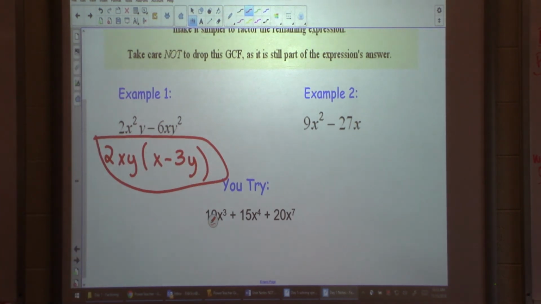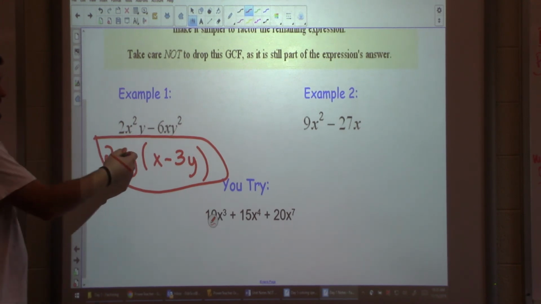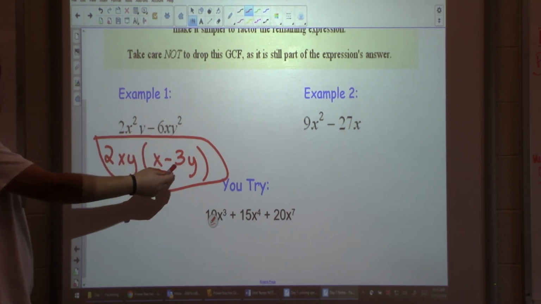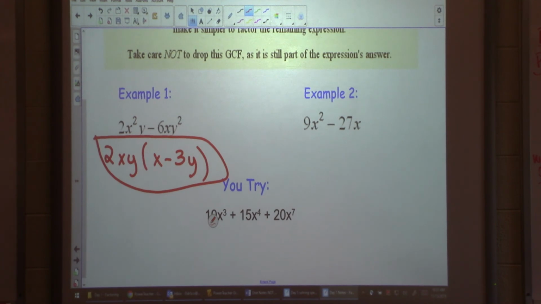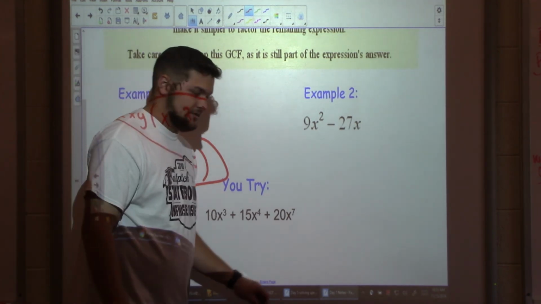Is there a way I could check that answer to make sure it's right? Could you fill in numbers for us? You could. That'd be one way. Another way would be we could just distribute it back through. And if I distribute it through and I don't get what I started with, I did something wrong. So if you ever want to check your answer, distribute it back out.